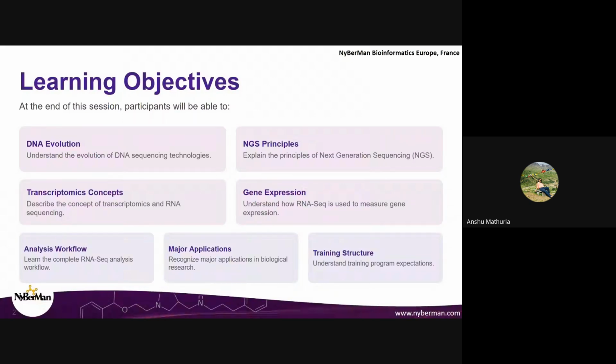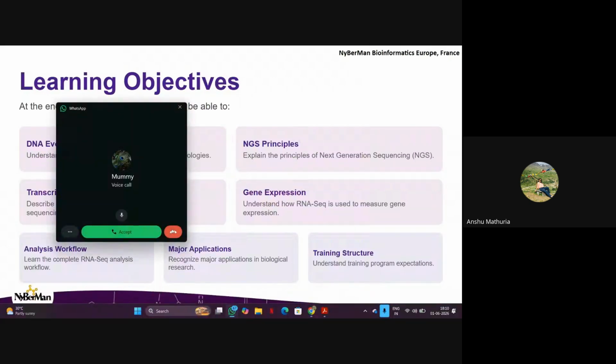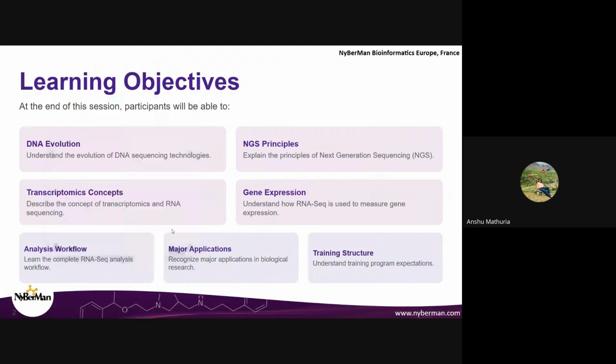So apart from this, we'll be discussing the NGS principles. This NGS principle includes how this NGS sequencing is done and what are the steps that are followed, which will be followed by the transcriptomic concepts. That is about the RNA sequencing, the concept of transcriptomics. What is transcriptomics? What basically is the factor that we consider transcriptomics? All of that. Then we'll move on to gene expression.